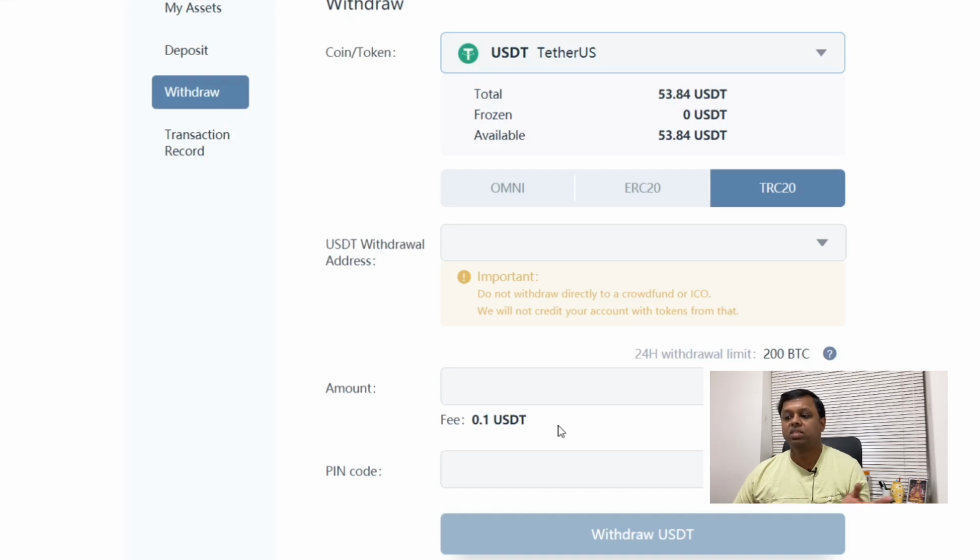But obviously the support for ERC20 is the one that is widely available, and not all exchanges currently support the other protocols, which is one of the reasons why we continue to use the ERC20 protocol, and which is why the fees are higher for transferring USDT.